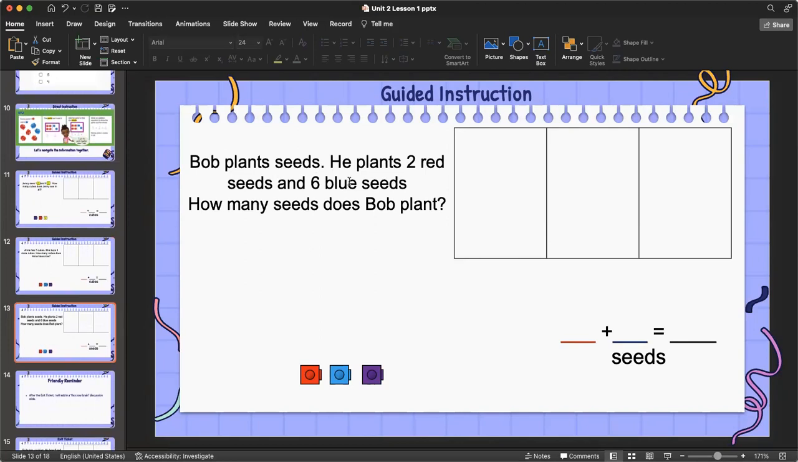Bob plants seeds. He plants 2 red seeds and 6 blue seeds. How many seeds does Bob plant? Again, you will go in and input your words, your numbers, numerals into the equation, and you can draw it out.